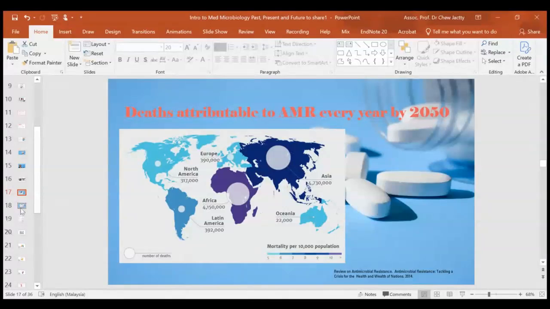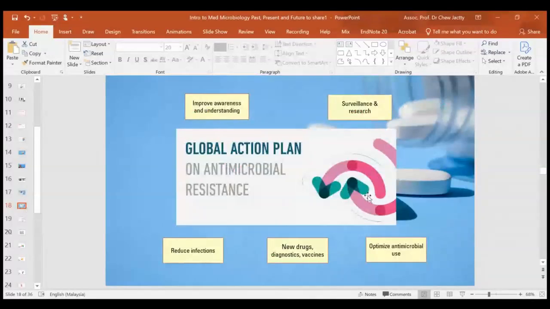But the key message here is, if AMR is not controlled or monitored, eventually we will be running into a scenario where I have a sore throat and eventually the sore throat develops into secondary infections that can cost my life. Okay. So there are multiple things that have been done, a global action plan, and multiple elements have been put in place. For example, it is now an urgent agenda that we must improve awareness and understanding of AMR. So I think all of you would have already learned about AMR, right?